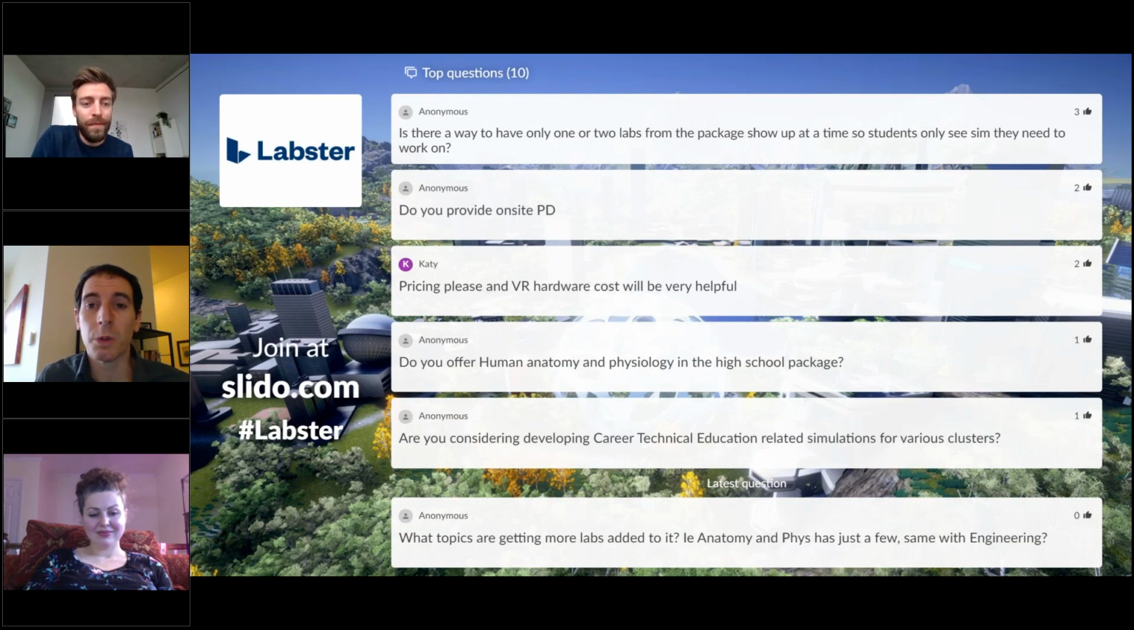Is there a way to have only 2 labs from the package show up at a time for students to see only the simulations they need to work on? At the moment, in the quick access model at least, it's kind of all you can eat, and part of the reason is just for simplicity's sake, because every time we have curation happening and you only pick out your 2 or 3 or 4 simulations that you want them to work on right now, it's a little more complex. For the full Labster solution, absolutely.